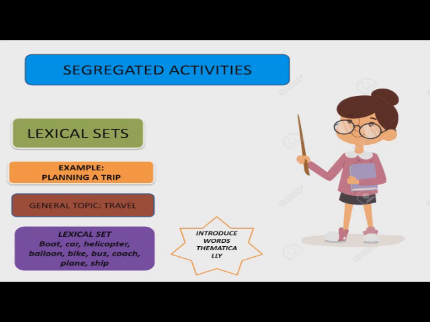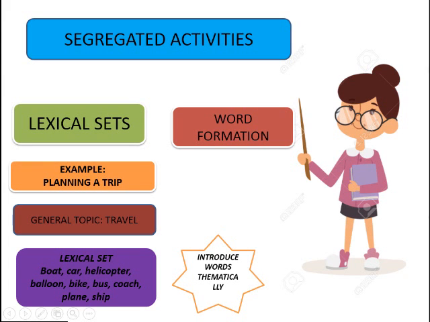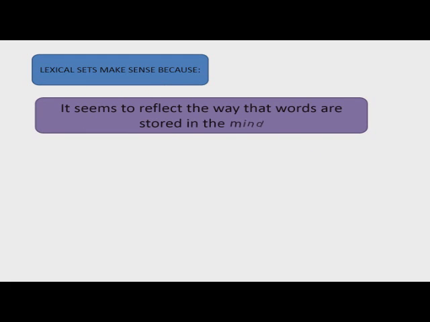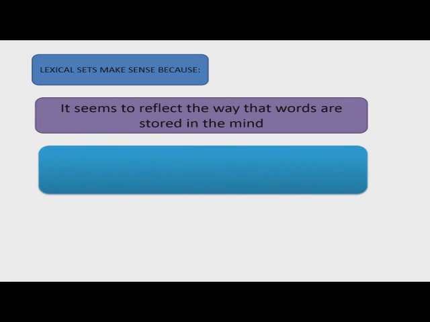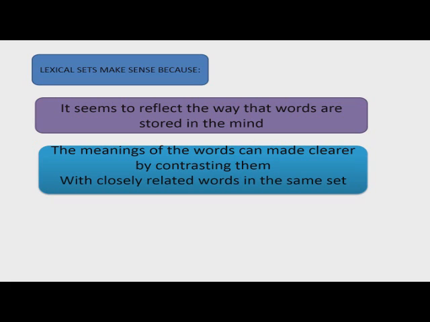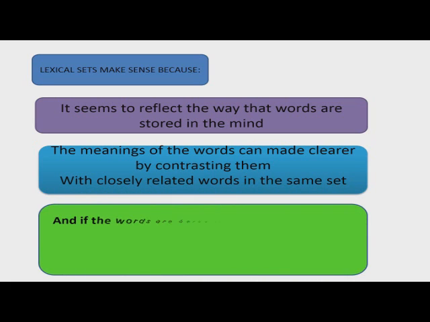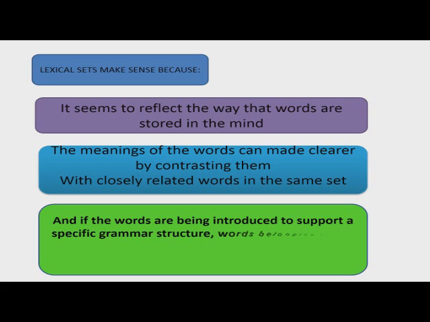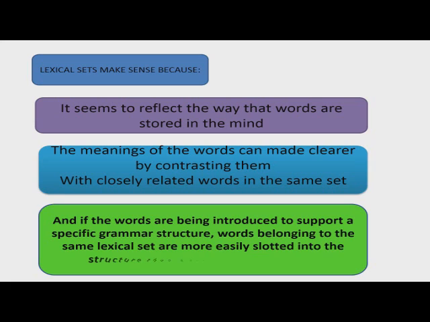The second way to find segregated activities is in word formation. So, rather than grouping words because there are similarities in meaning, the focus here is on the formal properties such as affixation or combination. Lexical sets make sense because they seem to reflect the way the words are stored in the mind. The meanings of the words can be made clear by contrasting them with closely related words in the same set. And if the words are being introduced to support a specific grammar structure, words belonging to the same lexical set are more easily slotted into the structure than words chosen randomly.